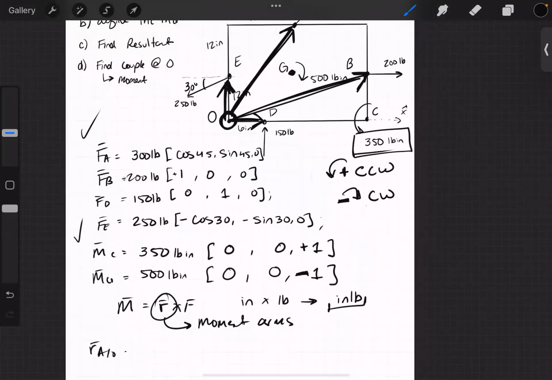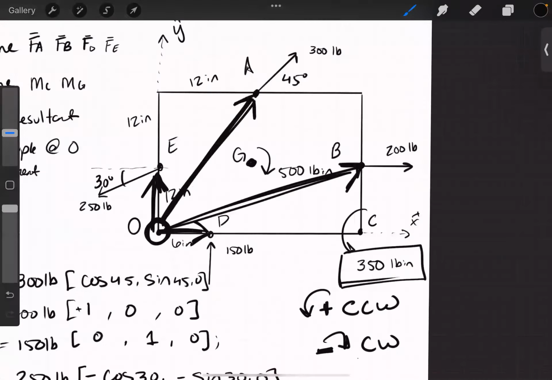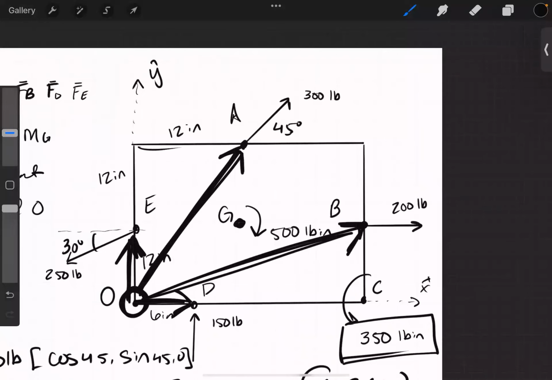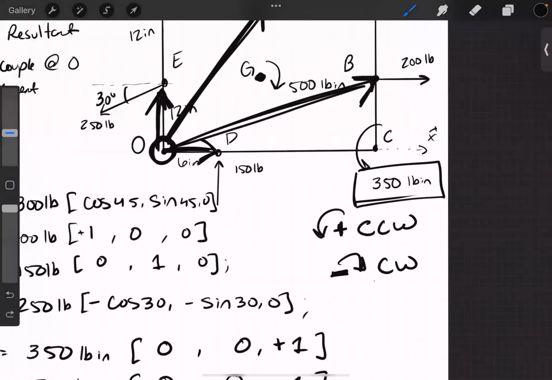RA with respect to O, this is where you'll see that nomenclature I talked about coming into play. The first letter is the force, the point of interest for that force, and O is where we're taking the moment about. A with respect to O is in the X direction, positive 12. In the Y direction, positive 24. X 12, Y 24.